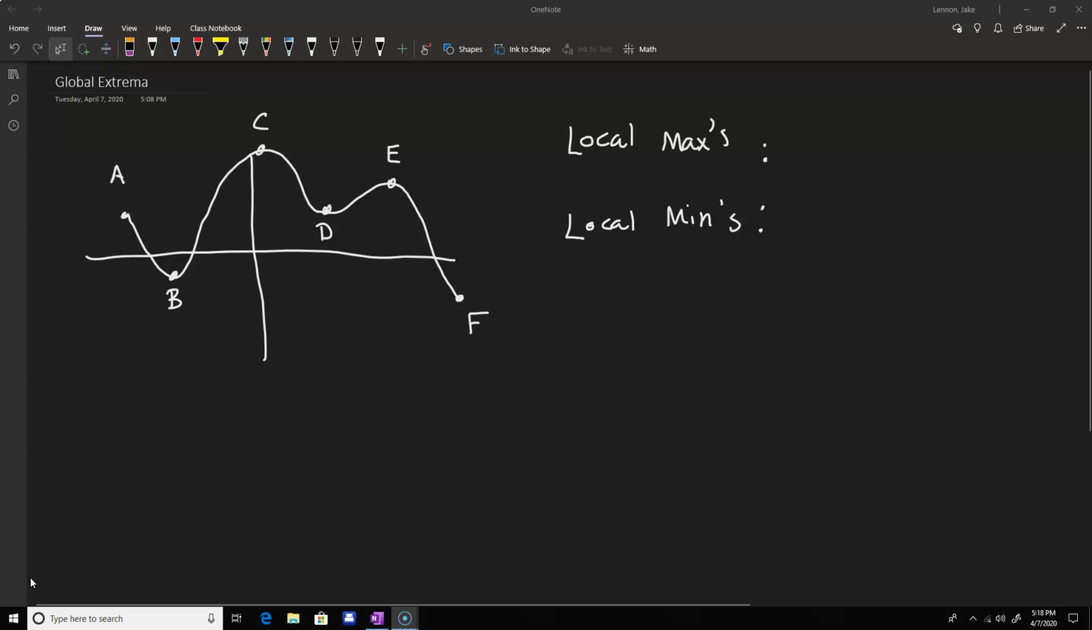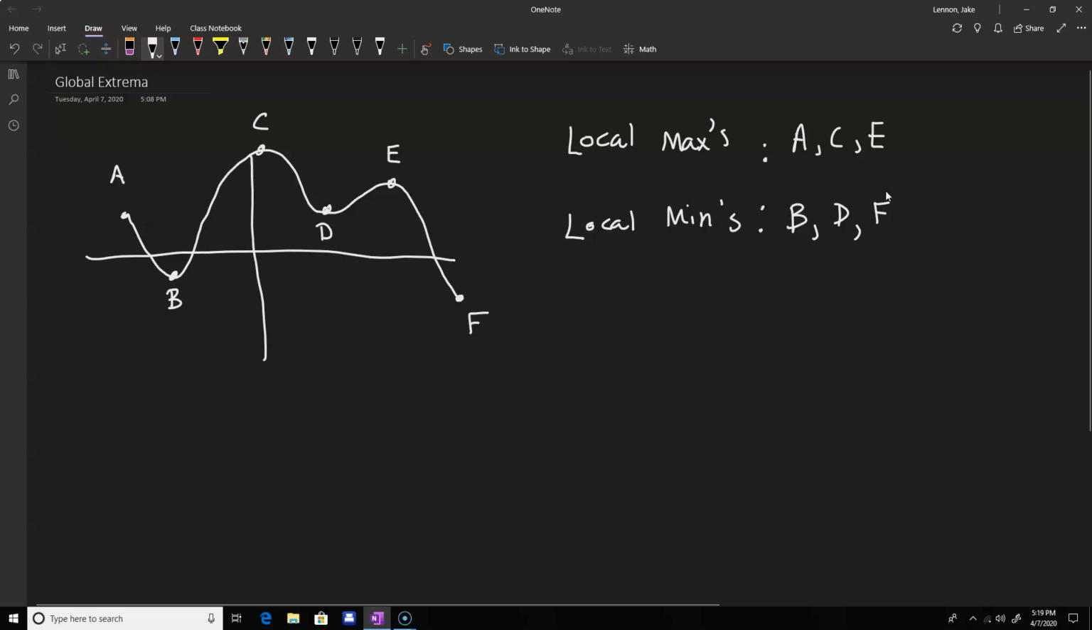So let's highlight the difference by looking at just a simple picture. I've indicated 6 points here. This is a function that basically starts at point A and ends at point F. There are 3 local maxes, meaning the largest values that you see in some small area. Those are going to be points A, C, and E. And we also have 3 local mins that occur. Those are points B, D, and F.